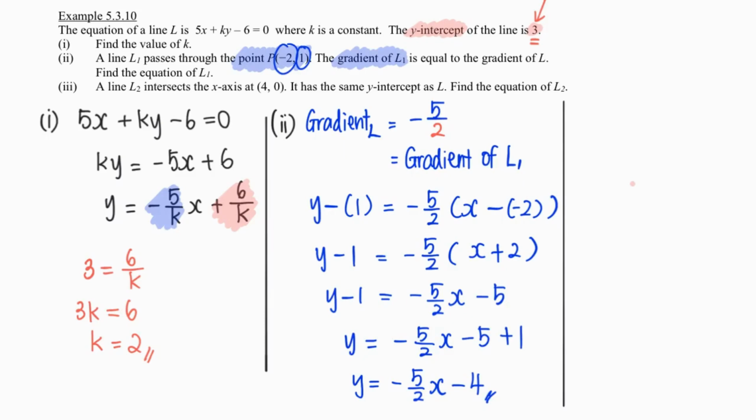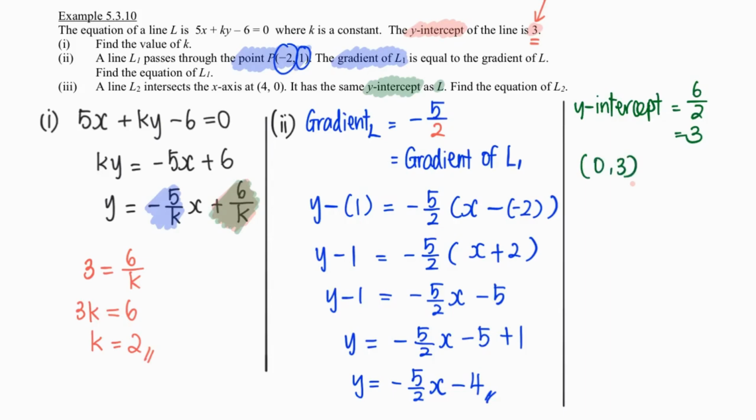Since it has the same y-intercept as L, which is this. K is 2, right? So 6 over 2. First of all, I need to find the y-intercept. 6 over 2 will be equals to 3. So therefore, the coordinates of this y-intercept is 0, 3.